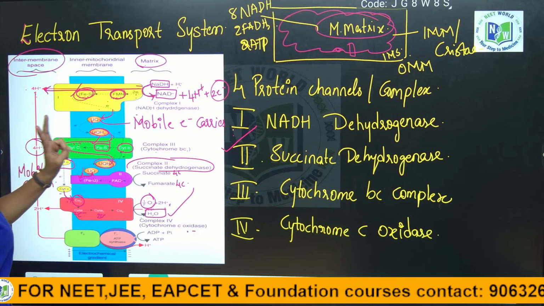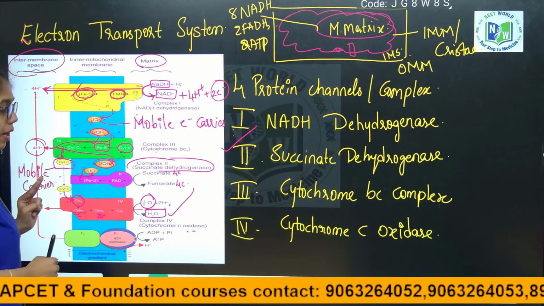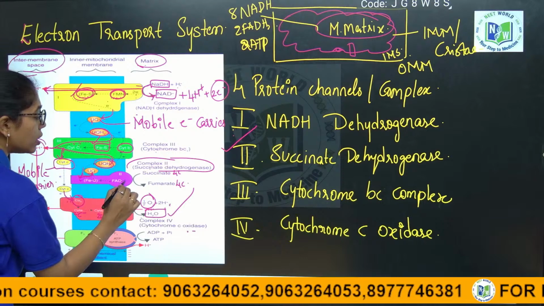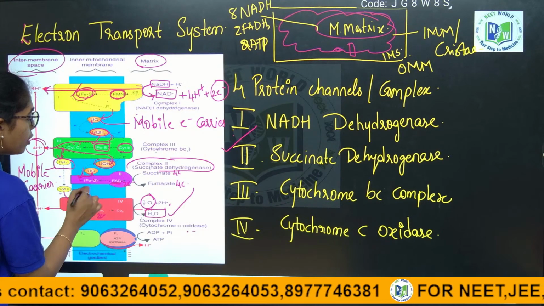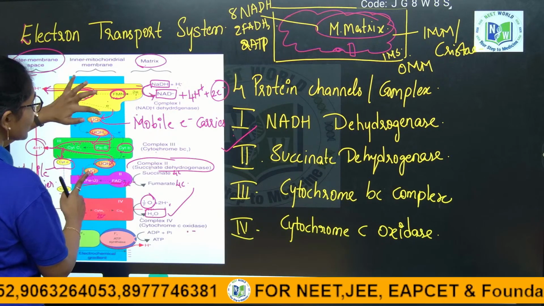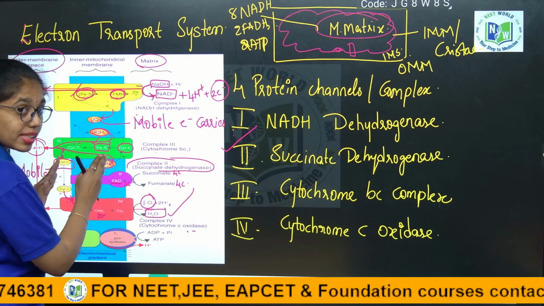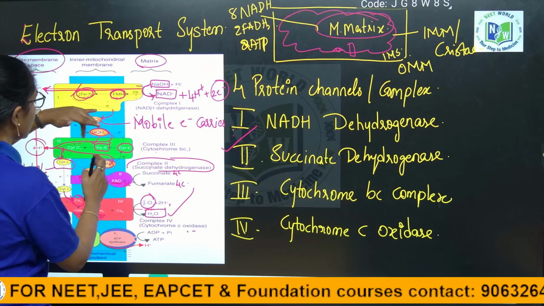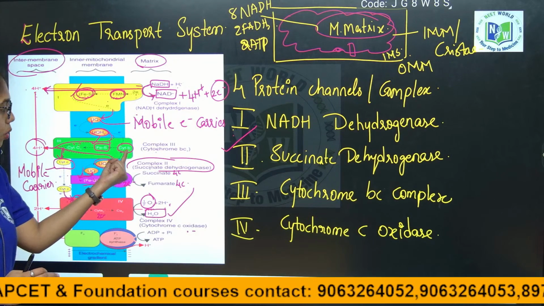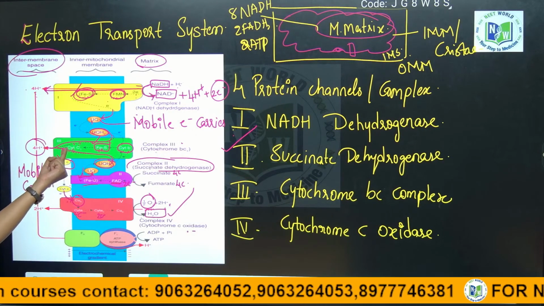Do remember, students, complex 2 is not a transmembrane protein channel. It is embedded inside the inner mitochondrial membrane and is called succinate dehydrogenase. Here the electrons are passed to FAD and the iron sulfur complex, and then given to a mobile electron carrier, ubiquinone. From complex 2, both electrons and protons are given to ubiquinone, and 4 protons are pumped to the intermembrane space. Electrons are carried through cytochrome B and the iron sulfur complex of complex 3, and then to a mobile electron carrier, cytochrome C.